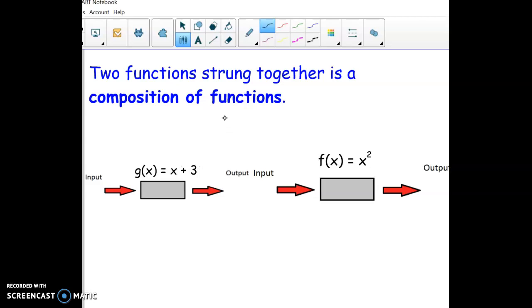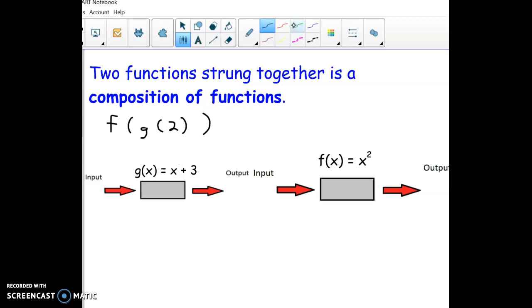Okay, so another way to think of compositions is two functions that are strung together. So basically, if we have g of f of x, you're going to take a number, put it in g of x, get that output, and the output will become the input into the second function, in this case f of x. Okay, so the easier type problems will look like this. They'll say f of g of, let's just take a number like 2 or something like that.